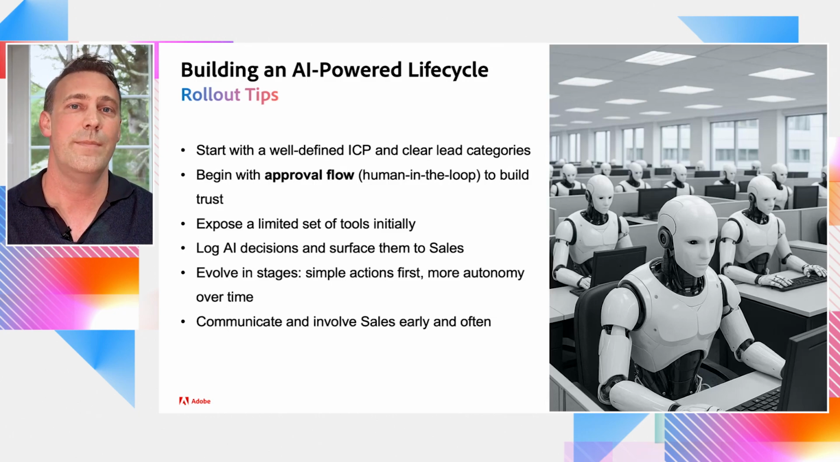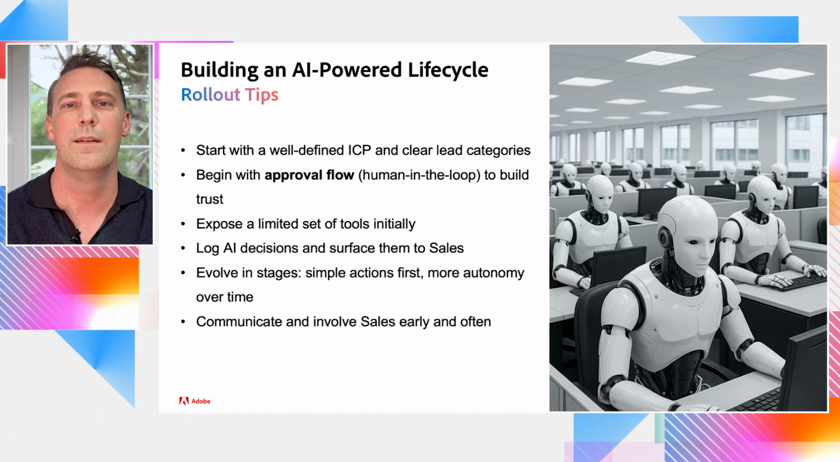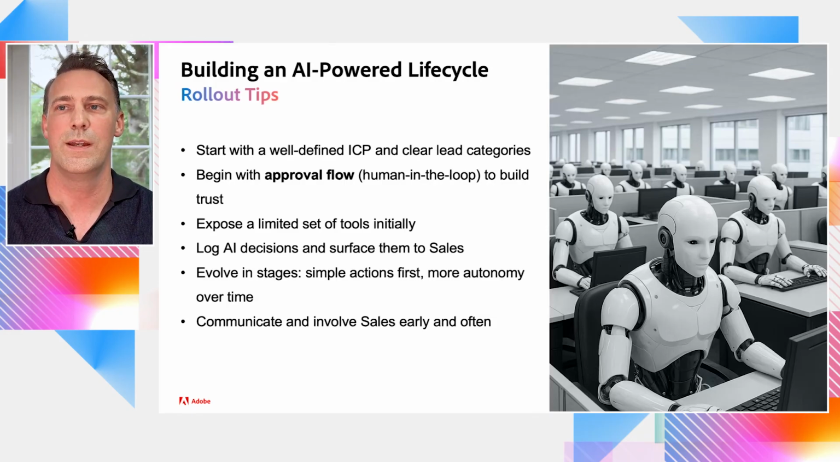Initially, give the AI a limited set of tools. For example, allow it to trigger request campaigns, but hold off on letting it update lead records until you see it in action. It's also important to log the AI's decisions and surface them to sales. This transparency helps sales understand and trust the process. And finally, roll out in stages. Start with simple, low-risk actions, and gradually give the AI more autonomy as confidence grows. And also communicate and involve sales early and often, bring them into the process, show them what the AI is doing, and encourage feedback. The more sales feels involved, the more successful your program will be.